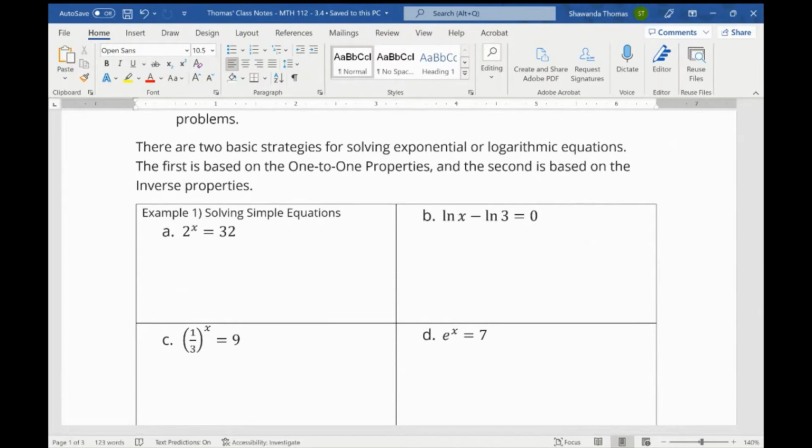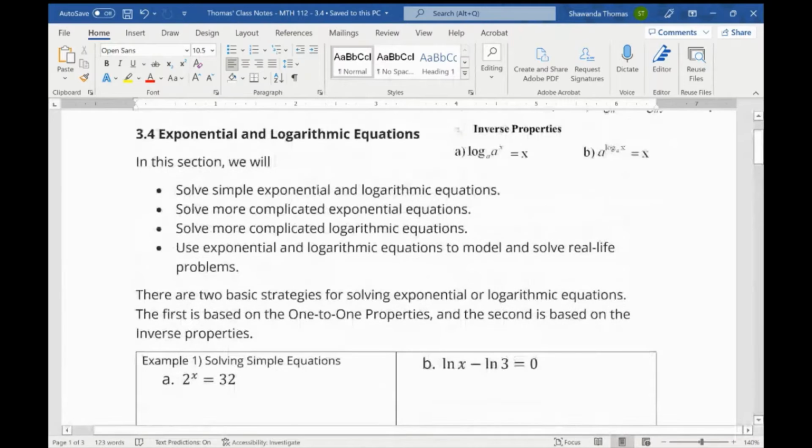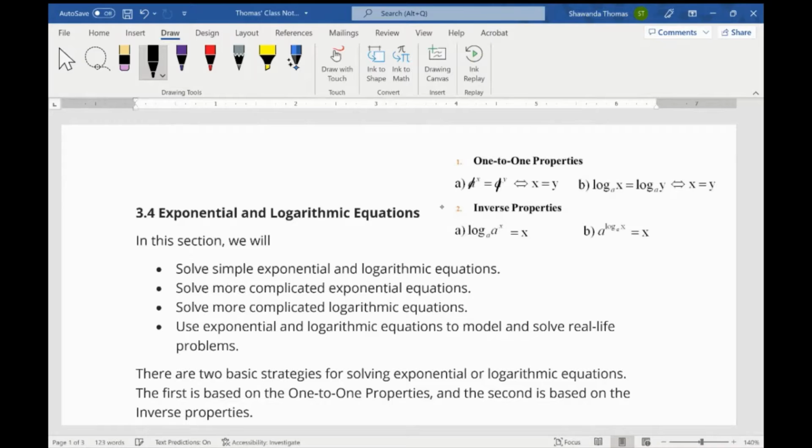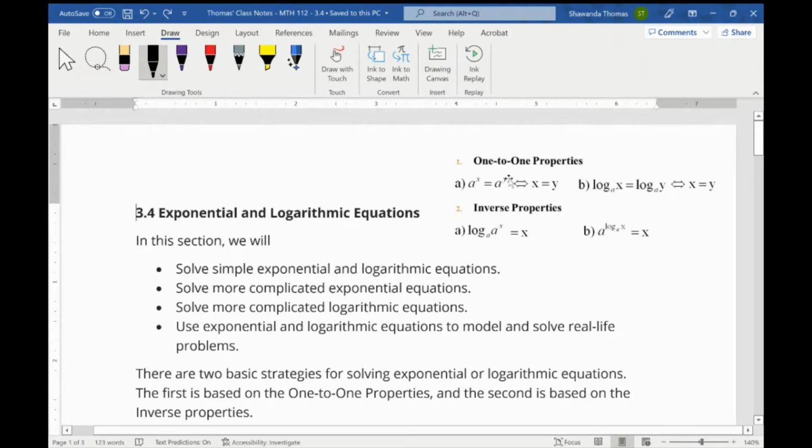The first is based on the one-to-one property, and we've already gone over the one-to-one property here. So, if a to the x equals a to the y, then x must equal y. So essentially, we want those bases to be the same. If we have the same base on both sides, we can throw away those bases and set the exponents equal to each other. Pretty simple. We've gone over that in past sections in this chapter.